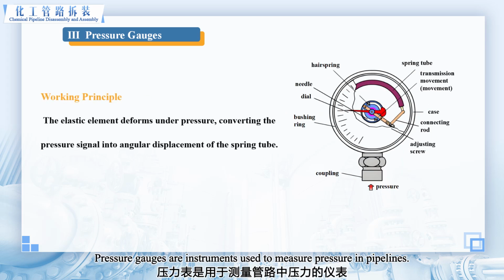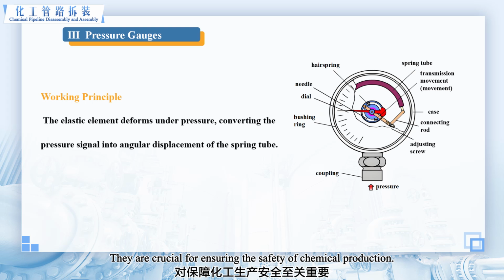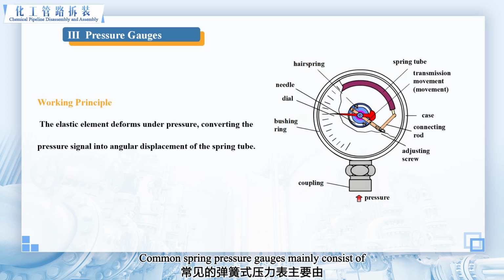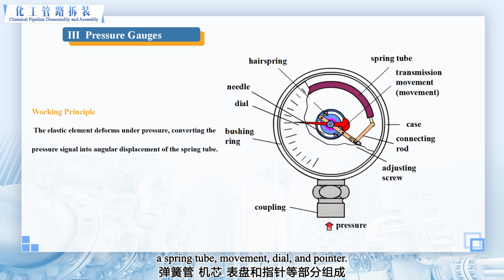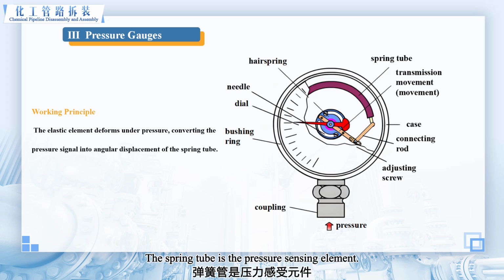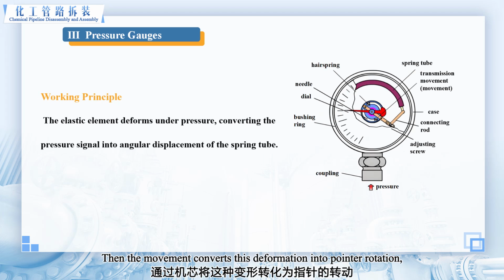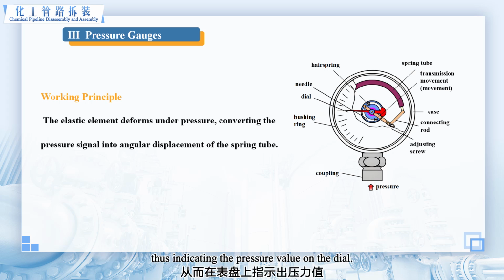Pressure gauges are instruments used to measure pressure in pipelines. They are crucial for ensuring the safety of chemical production. Common spring pressure gauges mainly consist of a spring tube, movement, dial, and pointer. The spring tube is the pressure sensing element. When pressure acts on it, the spring tube will deform. Then the movement converts this deformation into pointer rotation, thus indicating the pressure value on the dial.